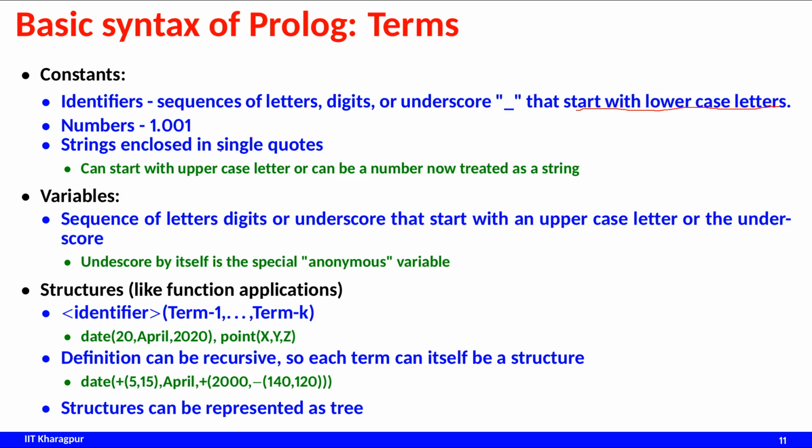Like we can define a structure such as a date, say 20th April 2020, or I can define points in a 3D plane. Here date is an identifier, and then I can have a few terms within it. This kind of definition can be recursive. I can specify the dates explicitly, or in this manner, which effectively means I need to do an addition operation before I use the first term, which turns out to be 20. So this structure can also be represented as a tree.